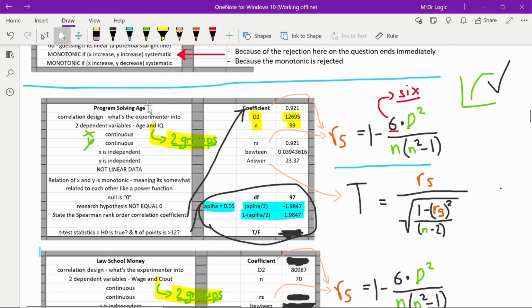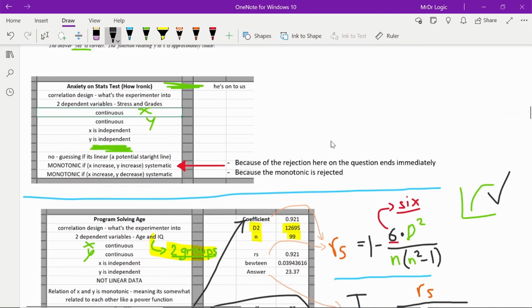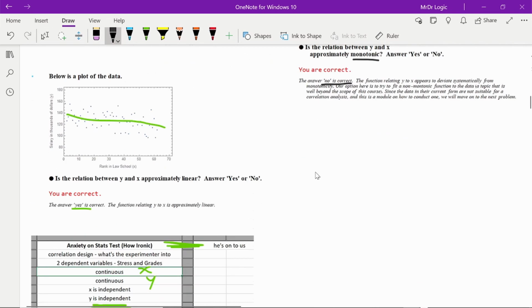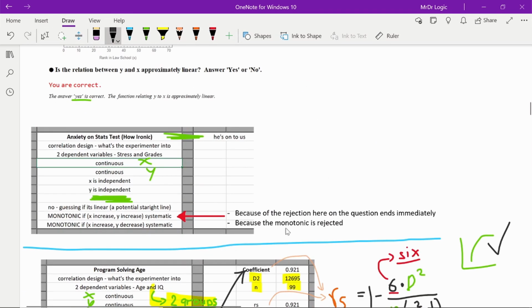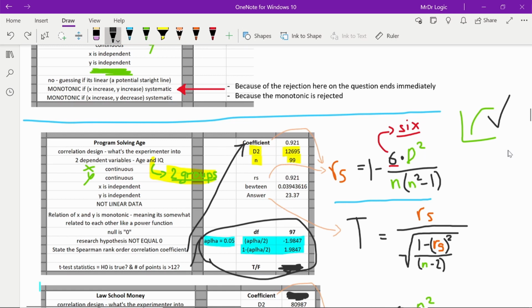So for the problem-solving age one, we wanted to determine whether the kids, as we grow older, do we get wiser? Obviously, we want to see whether this is true or not. So we're going to check it out. What makes this one different from the rest is that we don't reject them. We rejected the others because they were not monotonic or linear. This one just so happens to be monotonic, and that's exactly what we're doing here.